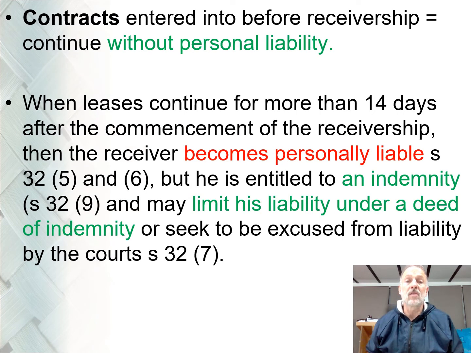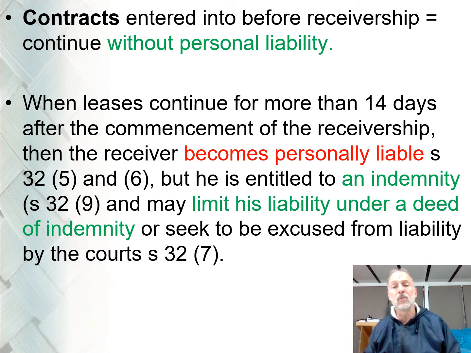Keep in mind that the contracts that the company entered into before the receivership will continue without personal liability. When leases continue for more than 14 days after the commencement of the receivership, then the receiver becomes personally liable, according to section 32.5 and 6. But he is entitled to an indemnity, section 32.9, and may limit his liability under a deed of indemnity, or seek to be excused from liability by the courts, section 32.7.